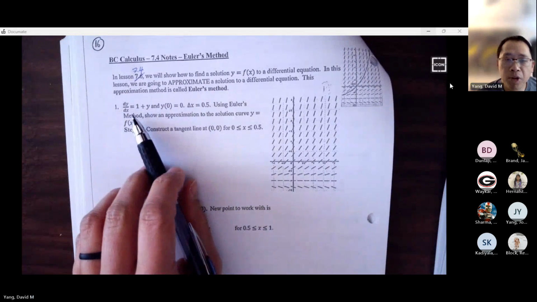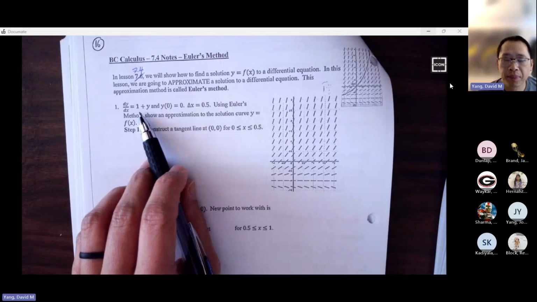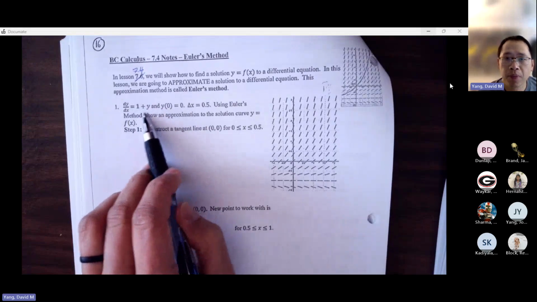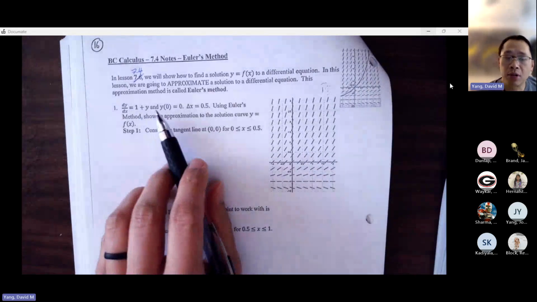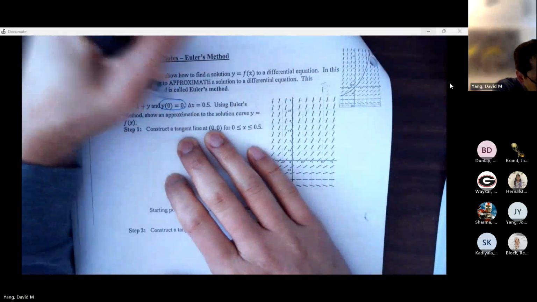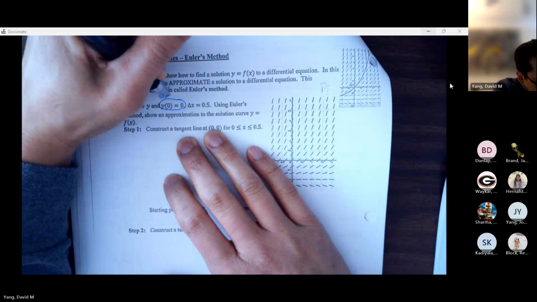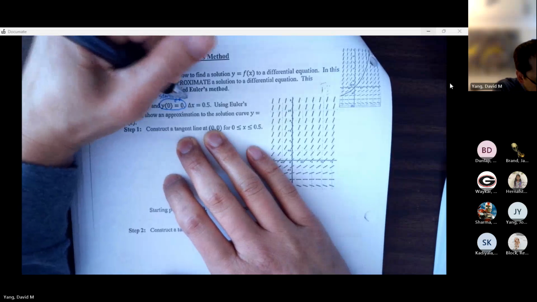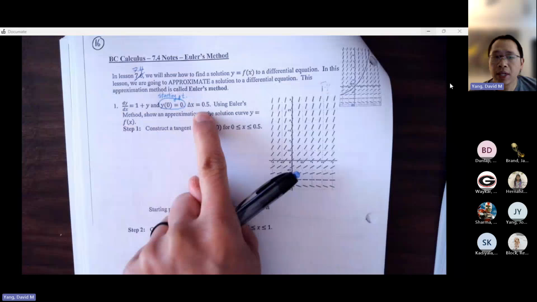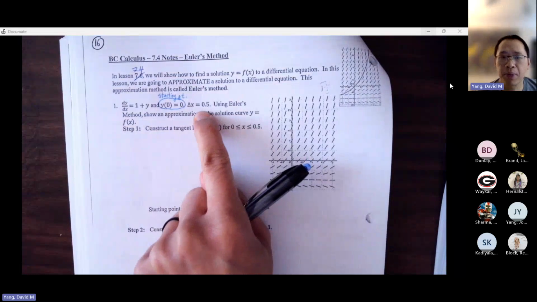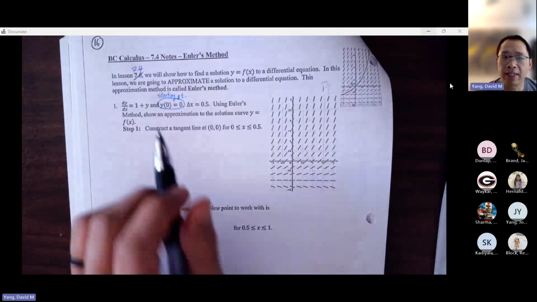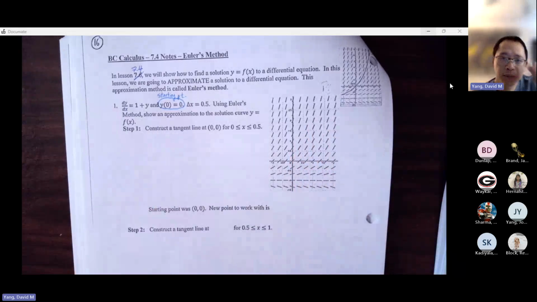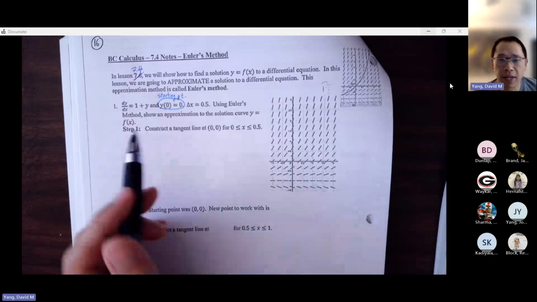So number one, dy/dx equals 1 plus y. This is our slope formula for this curve. And y of 0 is equal to 0, so we have an anchor point, a starting point. And our delta x is 0.5, so we're going to be stepping through the curve incrementing 0.5 at a time. So using Euler's method, show an approximation to the solution curve y equals f of x.